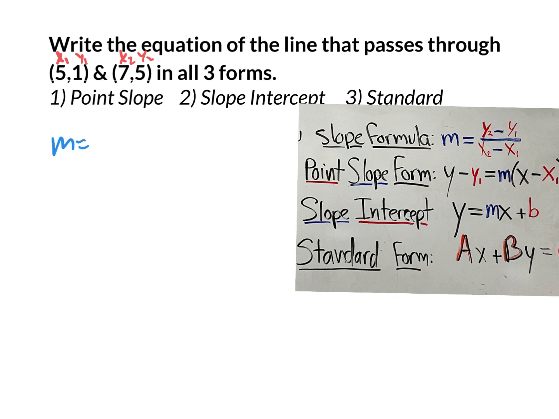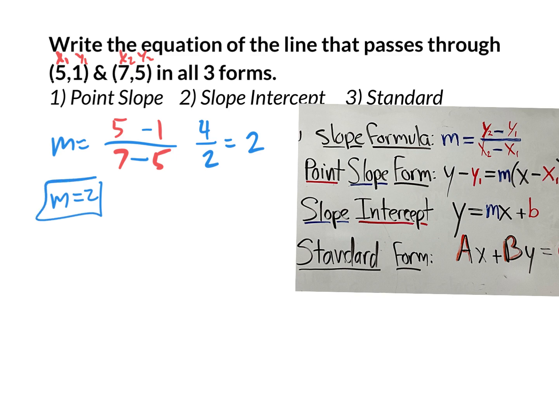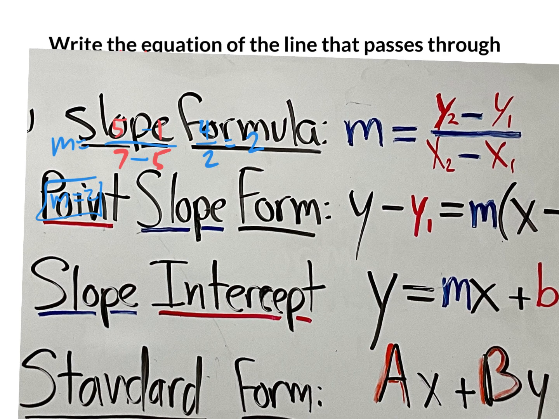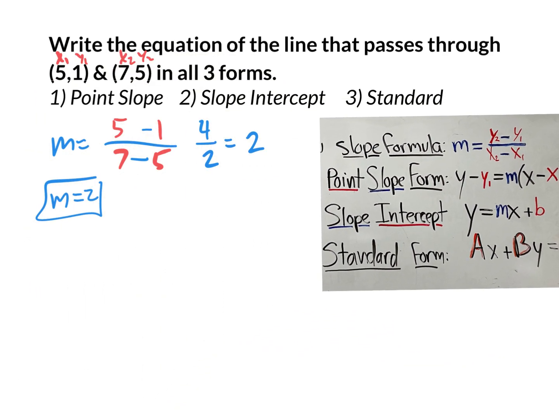So m equals division, subtraction. y2 is 5, y1 is 1, x2 is 7, x1 is 5. When you do the math, we get 5 take away 1, which is a 4 up on top. 7 take away 5 is 2 on the bottom. So our slope is 2 over 1, or a nicer way of saying it is just m equals 2. Are you with me? And again, looking at our notes, once you have the slope, you can move on to point slope form.